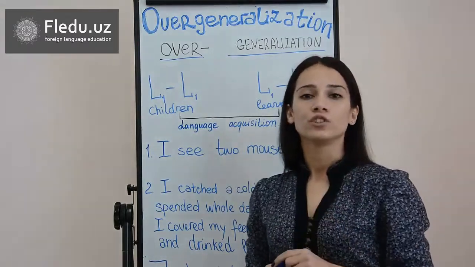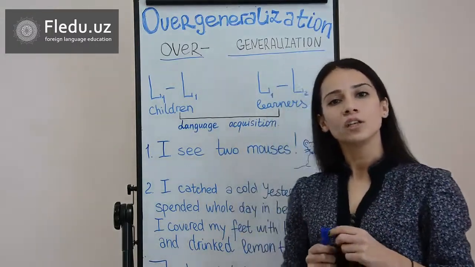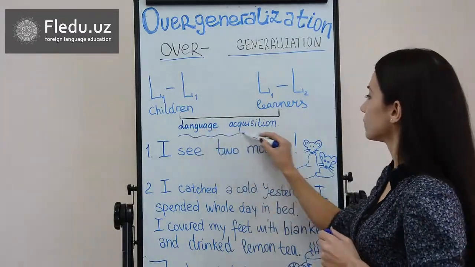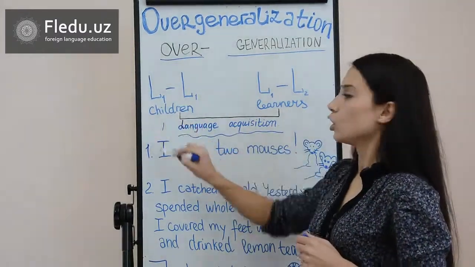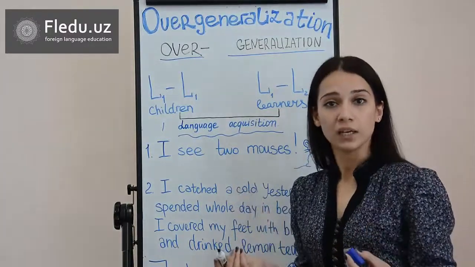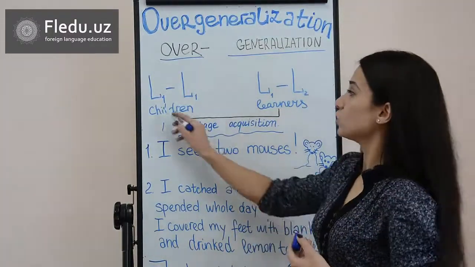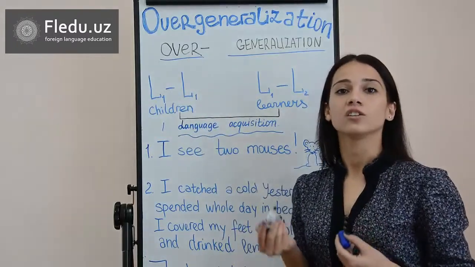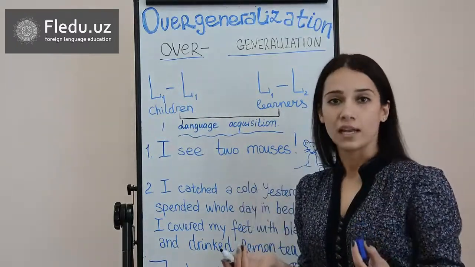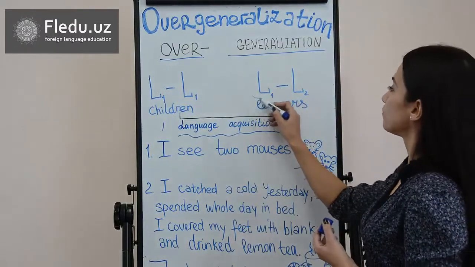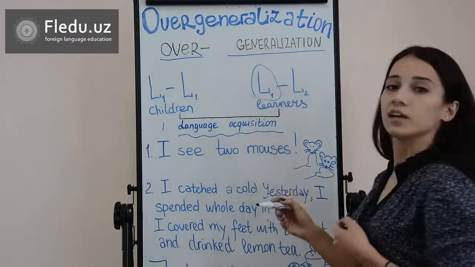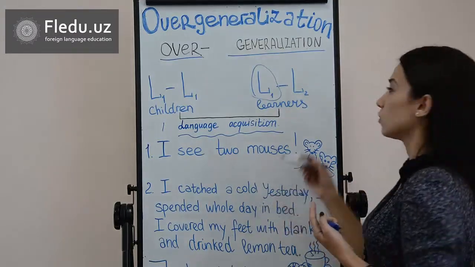The term overgeneralization is mostly used in connection with language acquisition by children, when they start to speak their native language, L1, as well as by learners when they start to learn a foreign language. They have a knowledge of their native language L1 and they start to learn their target language L2.